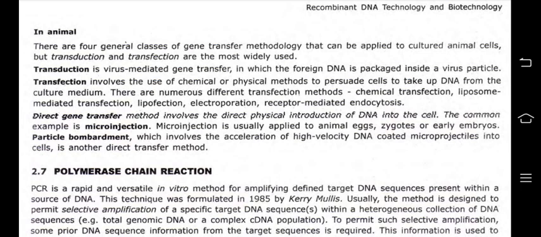Then the direct gene transfer method involves the direct physical introduction of DNA into the cell. The common example is microinjection. Microinjection is usually applied to animal eggs, zygotes or early embryos. Particle bombardment, which involves the acceleration of high velocity DNA-coated microprojectiles into cells, is another direct transfer method.